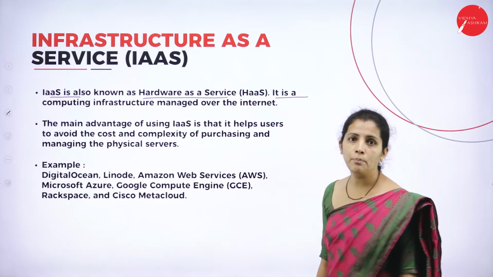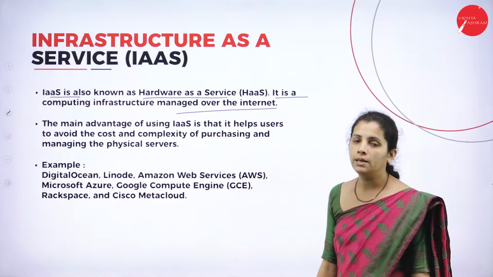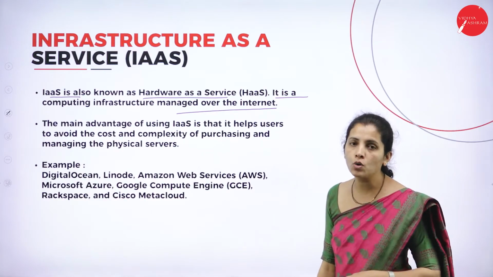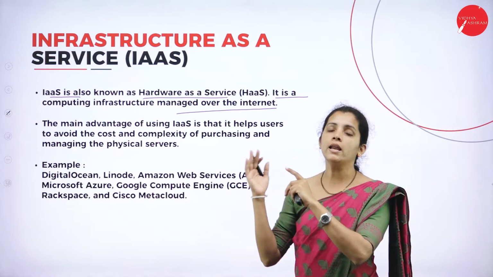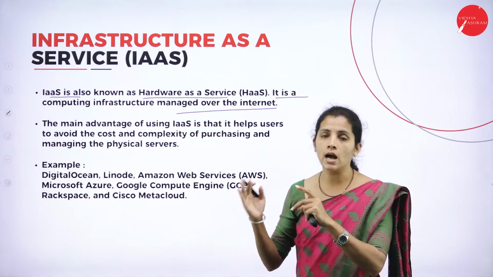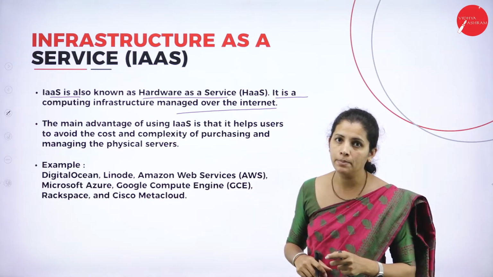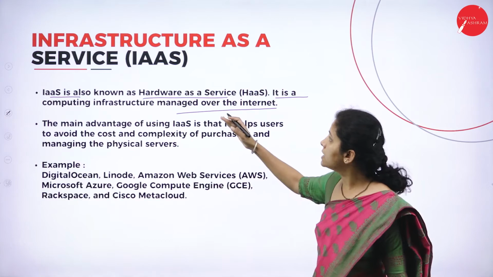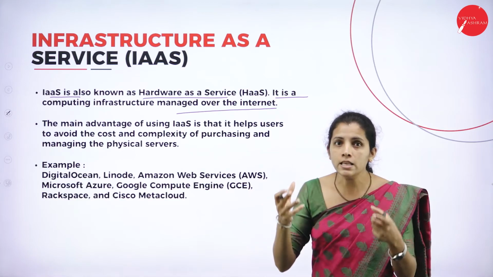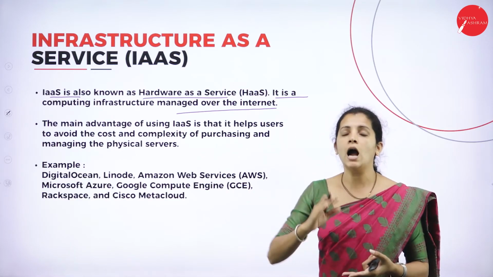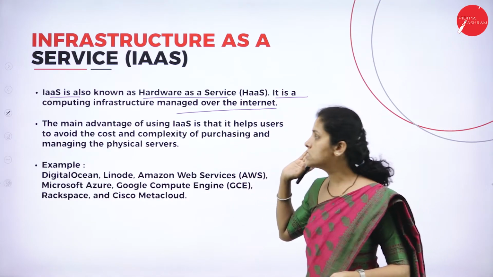It is a computing infrastructure managed over the internet. That means if I rent some house or room, I'm going to decide where I want to place the bed, where I want to place the AC, where I want to place the refrigerator, where I want to set the dining table. So here, if I consider infrastructure, I'm just going to get the infrastructure. That means I'm going to buy the infrastructure, and now I'm going to decide how I want to use it. That is infrastructure as a service.